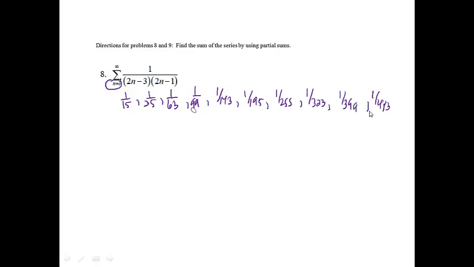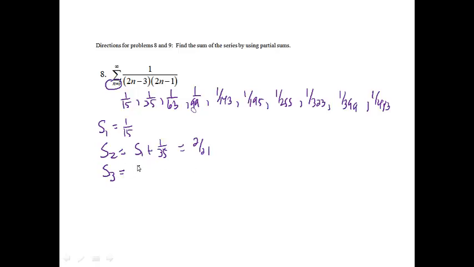Okay, on the real test, I will have you go out no more than 5 partial sums. It will actually say how many I would like you to go out. So the first sum is just going to be the first term in the sequence. The second sum is going to be the first sum plus the next term, and when I do that, I will get 2/21, and you can have that as a decimal, that's no problem.